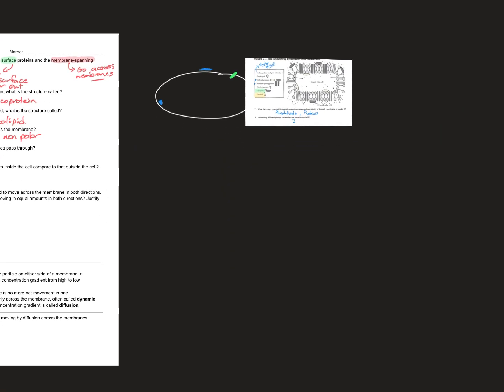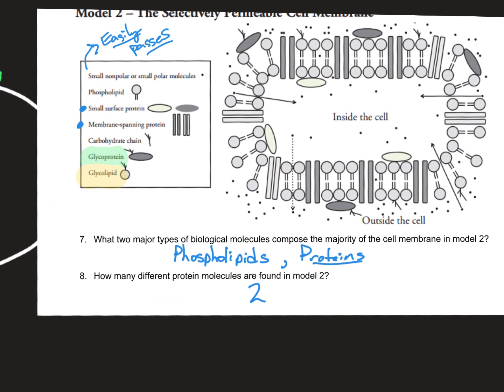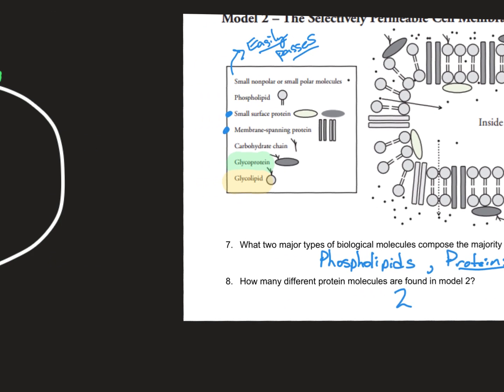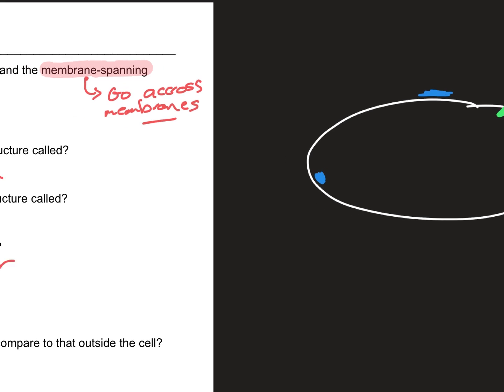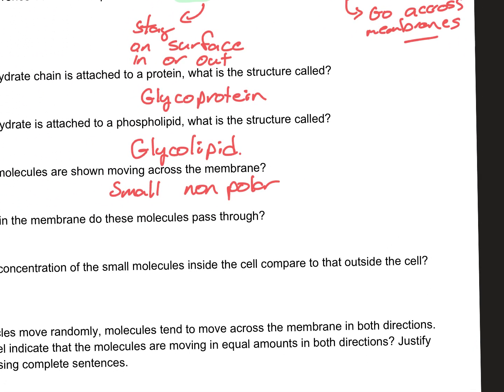We have to go look and reference the diagram. Could it be both? Yes, small nonpolar and small polar molecules. You're right, they're both. If we look at the diagram, the answer is both: small nonpolar and small polar.